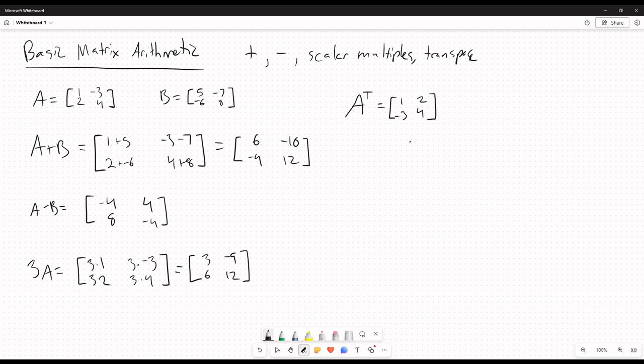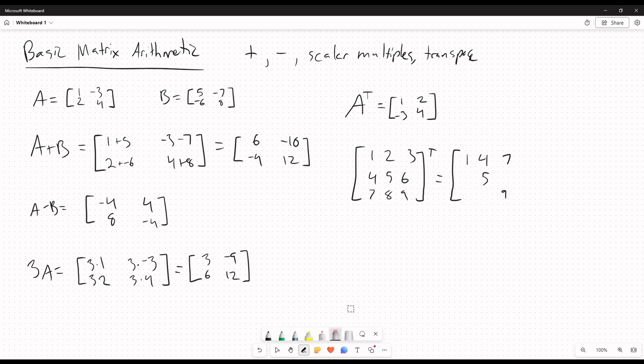If we had a bigger matrix like 1, 2, 3, 4, 5, 6, 7, 8, 9, and we took the transpose, then what we would get is, well, the 1, 5, and 9 will stay. But the 4 will flip across the diagonal to up here. 7 will flip across the diagonal to up here.